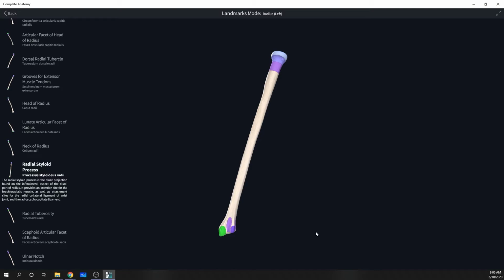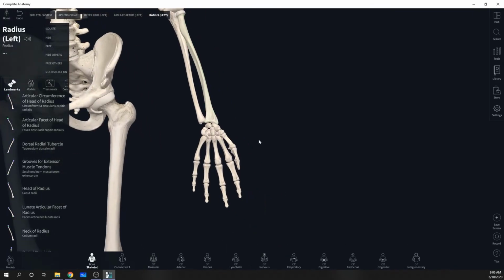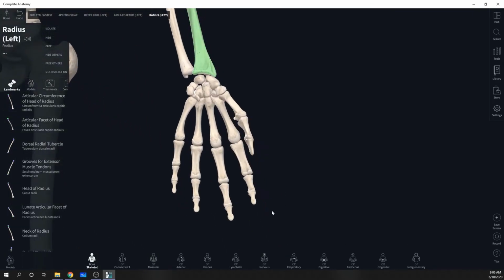Did you know that when you feel for features like this, it's called palpating? Palpating different regions of the body is a great way to use your own body as a study guide for bones. Okay, now let's move on to the bones of the hand.